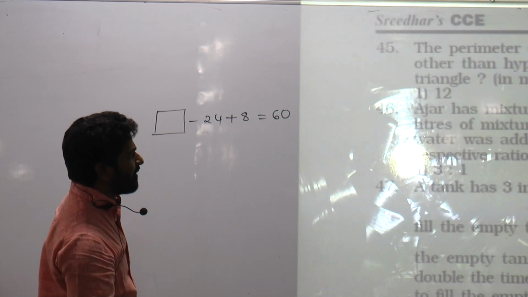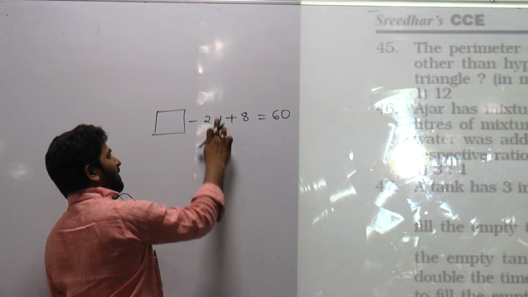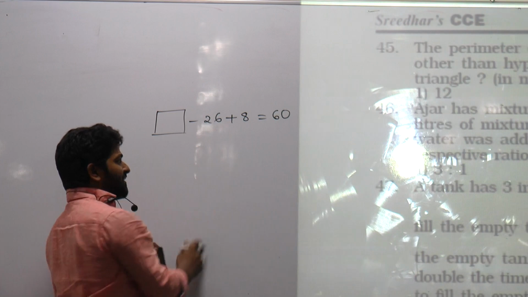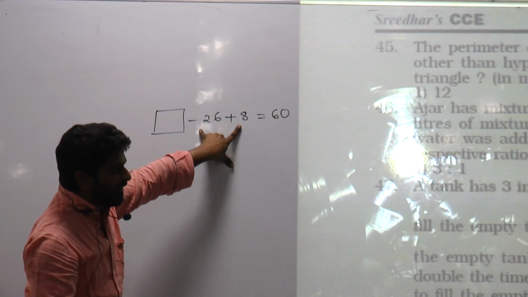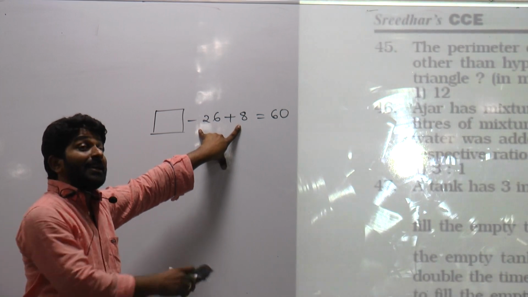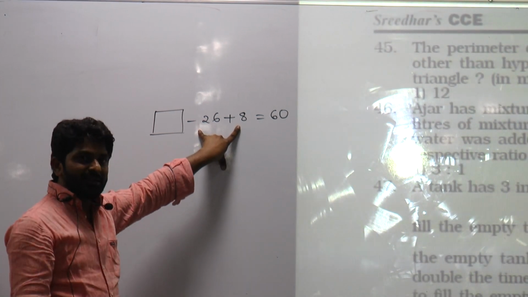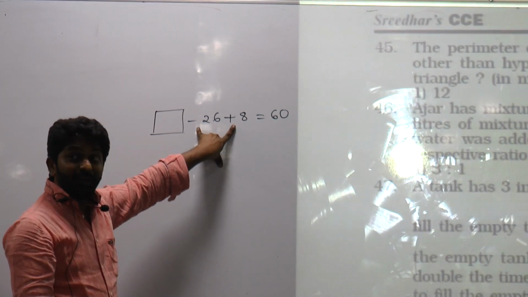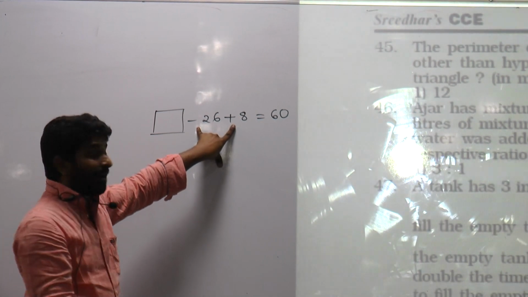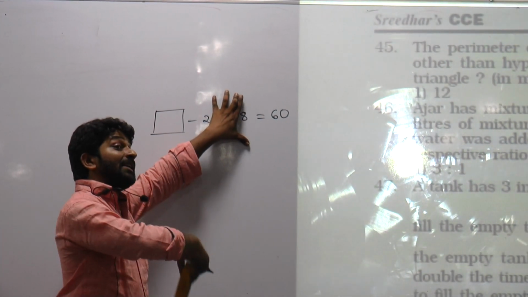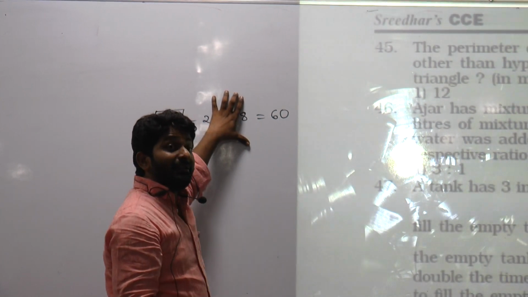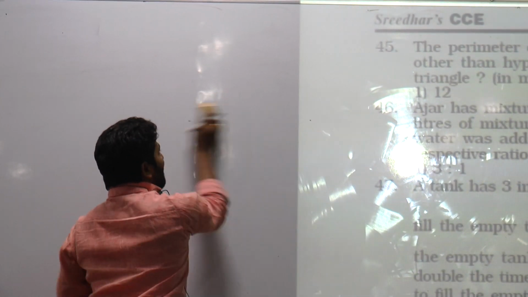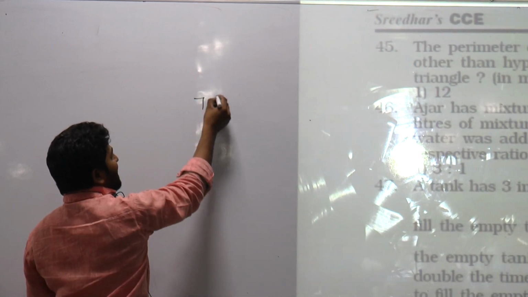26. Okay. 26 liters were taken out and then 8 liters were added. What is final effect here? 18 liters were subtracted. Yes or no? What is total effect? 18 liters were subtracted. After subtracting 18 liters, it becomes 60. Then what about total quantity? 78. So now I have total quantity which is 78.